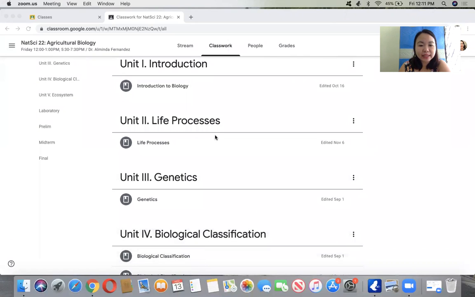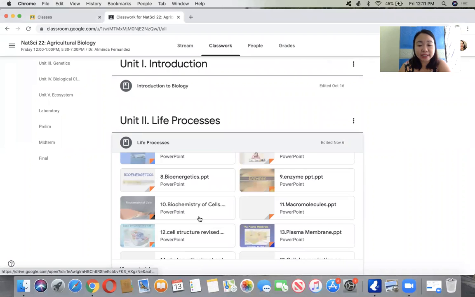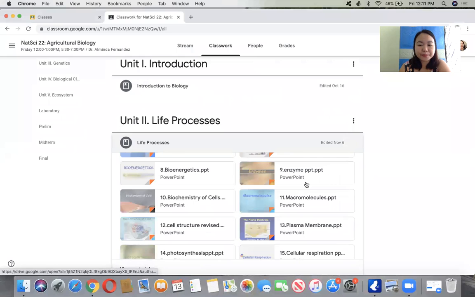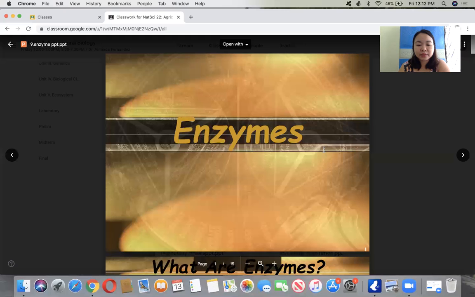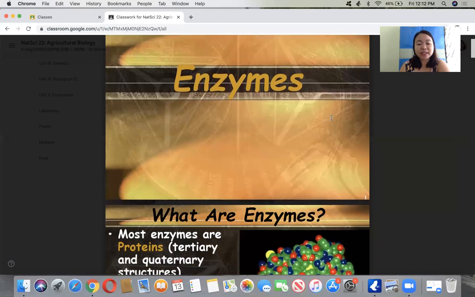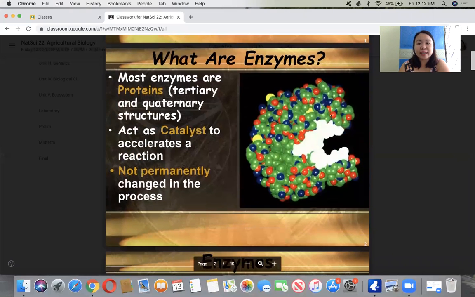We have discussed last time under Unit 2 on bioenergetics. So this time we're going to talk about enzymes. We mentioned earlier in our subject on bioenergetics the characteristics of enzymes, and we know that they catalyze changes, especially in physiological processes. So once again, what are enzymes?